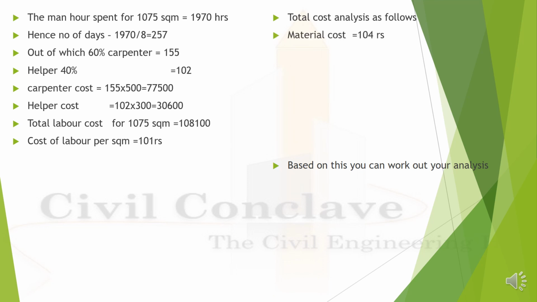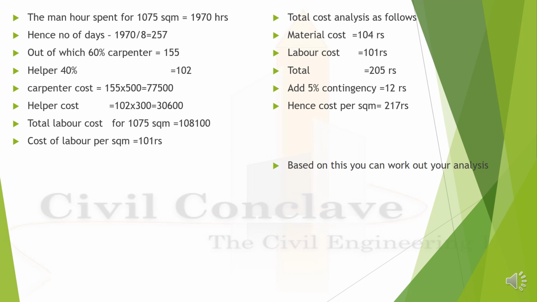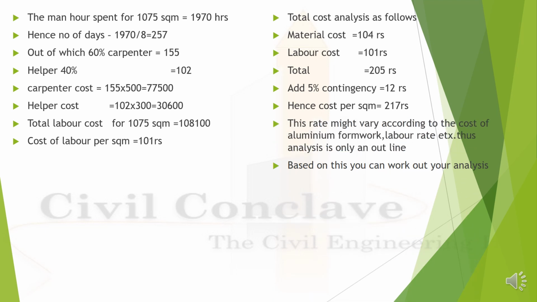Total cost analysis as follows. Material cost 104 rupees, which has been explained already. Labor cost is 101 rupees. So the total cost is 205 rupees. Add contingency 5%, that is 12 rupees. So the net cost is 217 rupees per square meter.